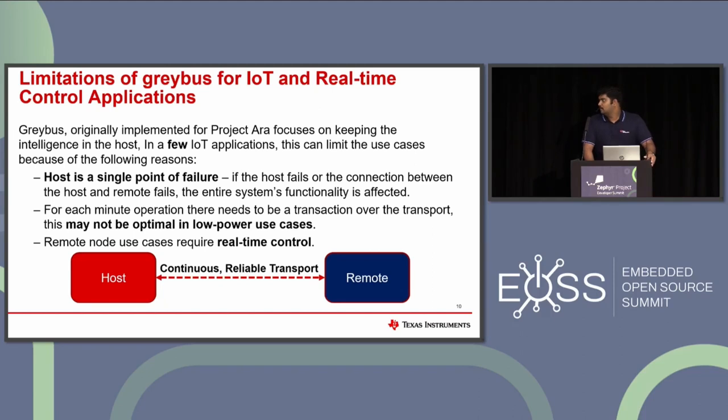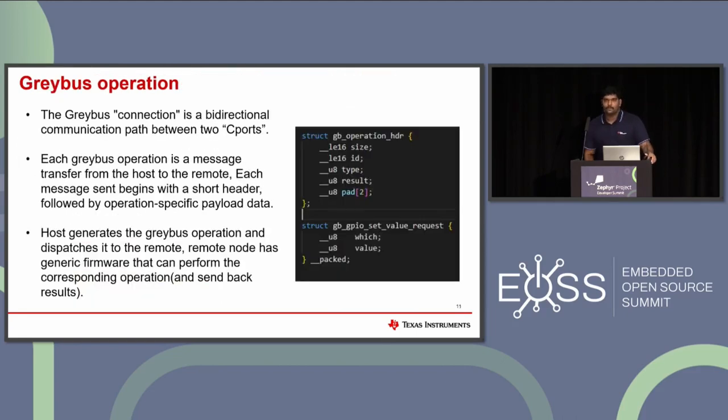In the Project Ara use cases, the transport was continuous, reliable, and very high speed. In IoT use cases, we could have low data rate transports like sub-gigahertz long range communications. Before we look at how we could make some changes to overcome these limitations, I would like to talk about what a Greybus operation looks like. I'm not going into the details of Greybus setup.